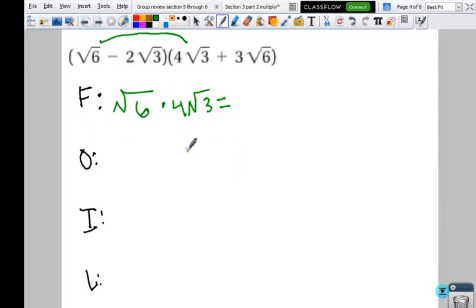Alright. What are my outsides of these square roots? 4. I got 4, right? Anything else? Just the 4? Okay. Now I gotta multiply the insides, 6 and 3, and get 18.